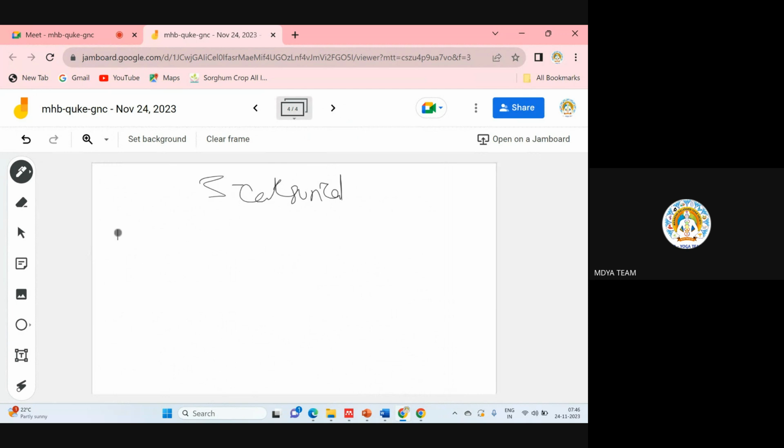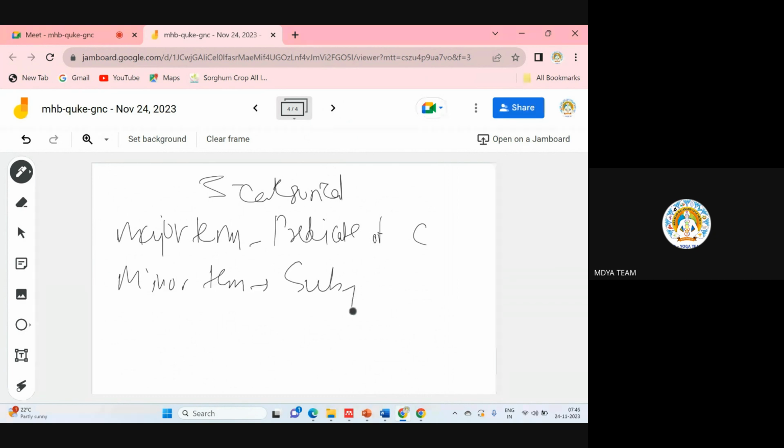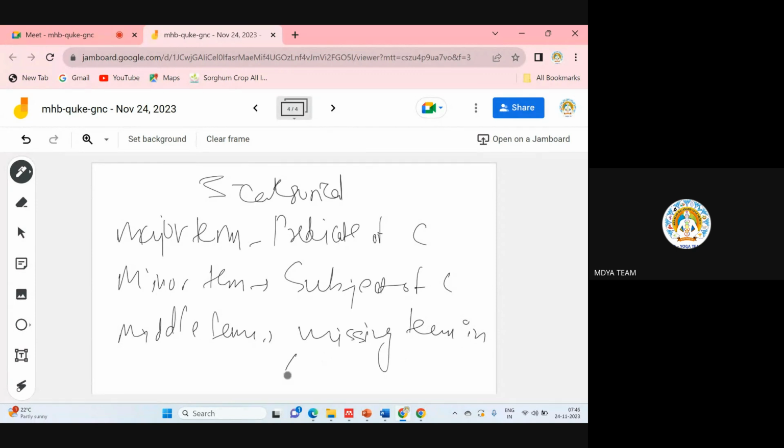So major term, predicate of the conclusion. Minor term, subject of the conclusion. Middle term, the term missing in the conclusion that is present in both the premises. Okay. Now again go to the example.